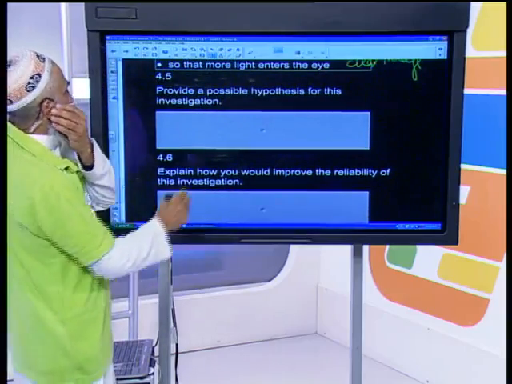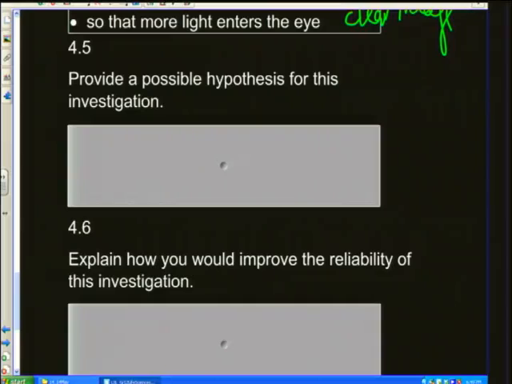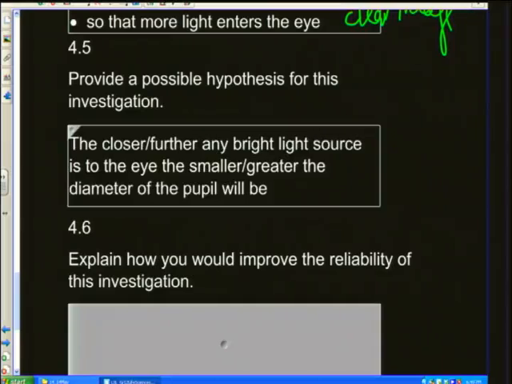Provide a possible hypothesis for this investigation. We've spoken about hypothesis, I'm just writing it there. The closer or the further any bright source is to the eye, the smaller or the greater the pupil. Notice, it means either or, it's correct, because it's your hypothesis.